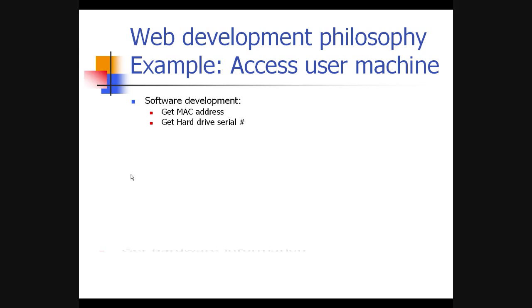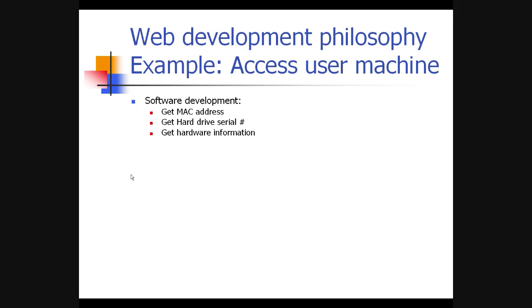Let's have a look at another example. How do you access the user machine? Well, in regular software development, it's kind of easy. You can access the MAC address, the hard drive serial number, hardware information, software information, system information. A very good example of that is the protection course I gave you earlier in the WinDev course, where CL Protect, the class, gives you all this kind of information in order to protect your software. So you want to do the same kind of thing, of course, when you are developing a website.